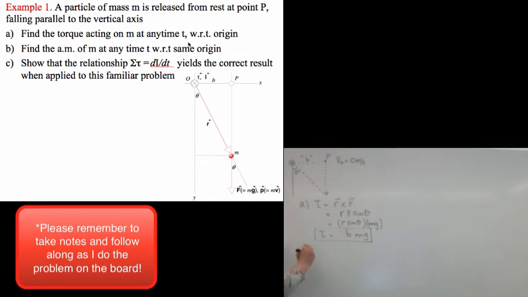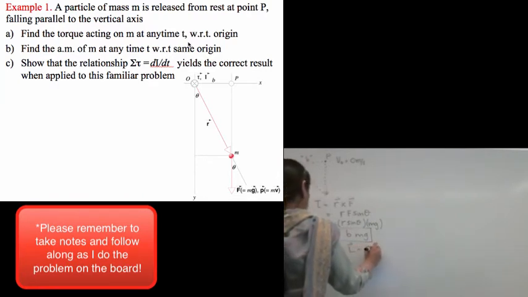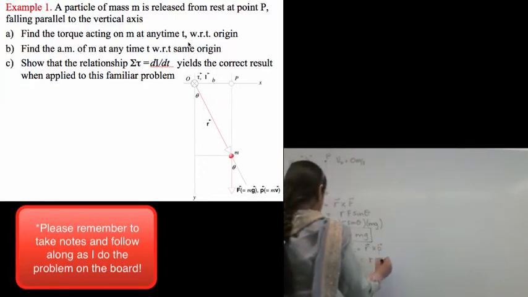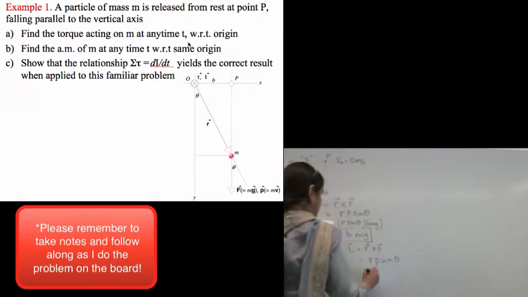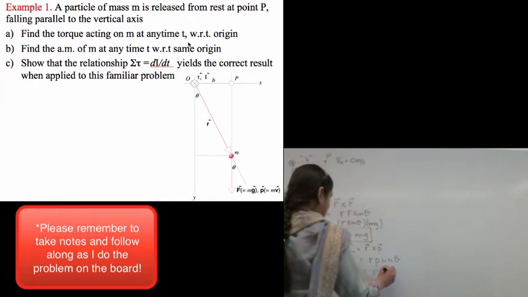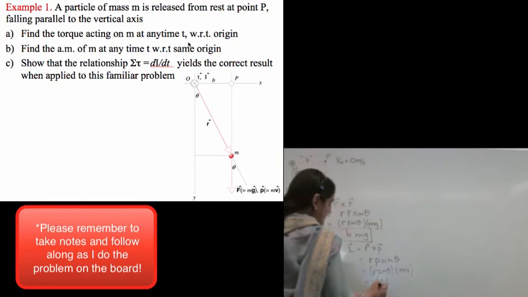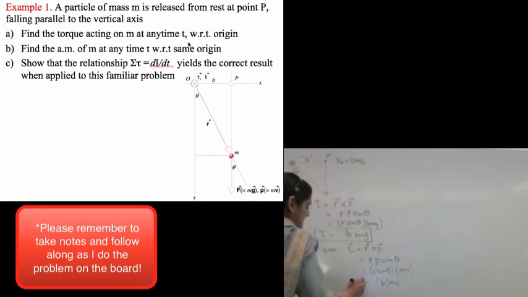Excellent. Part B. In part B it says find the angular momentum of M at any time t with respect to the same origin. So in this case I have to find the angular momentum. What is the angular momentum? Angular momentum equals R cross P. Okay? What is R cross P? RP sine of theta. Right? This means it's going to be R sine theta times mv. What is this again? B mv. So the angular momentum L is going to be B mv. Okay?